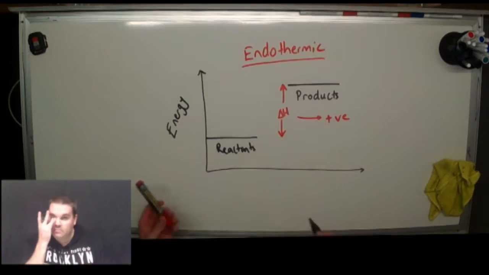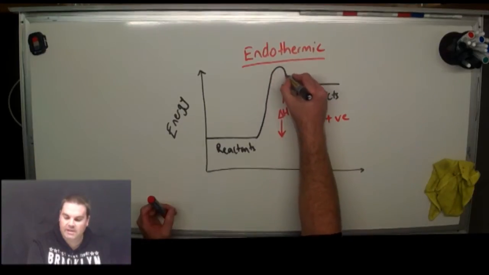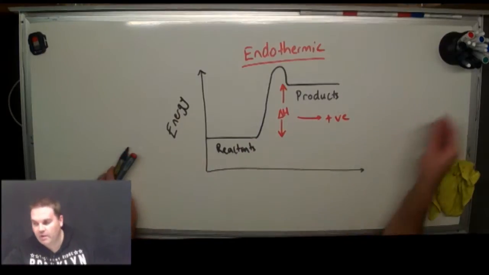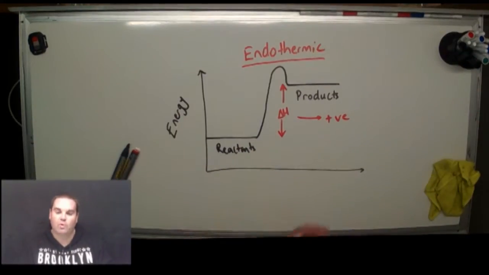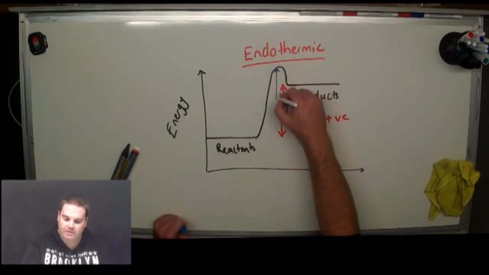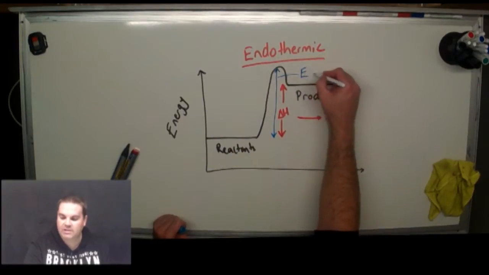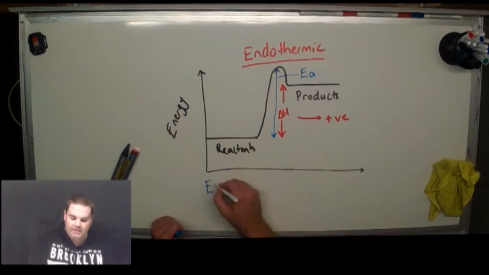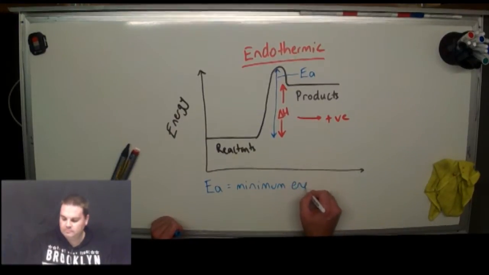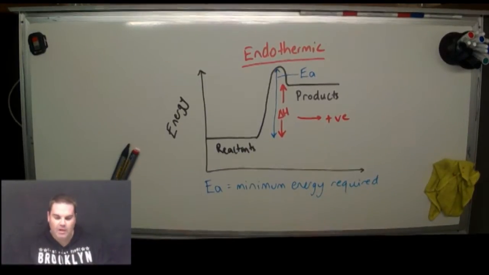What we sometimes talk about with these is the pathway we have to go along to get from reactants to the products. In this pathway there is energy that's required for the reaction to start. If we put in this value here, that is what we call our activation energy, EA. The EA is the minimum energy required for the reaction to occur.